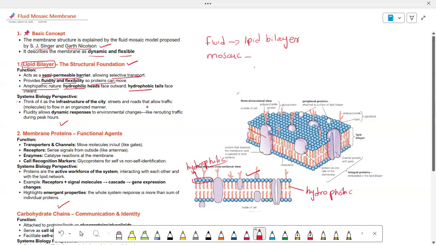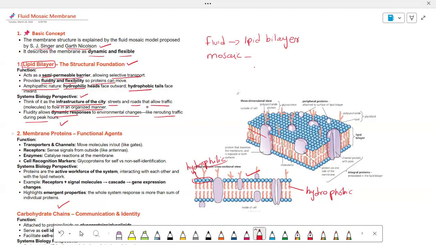Now I want to tell you its systems biology perspective. I already told you it is a structural foundation, so we can think of it as the infrastructure of a city. We can say it is like the streets or roads of the city that allow traffic to flow in an organized manner. So fluidity allows dynamic responses to environmental changes, like rerouting traffic during peak hours. It controls which compounds have to enter the cell or which have to stay outside. So that's how it works.